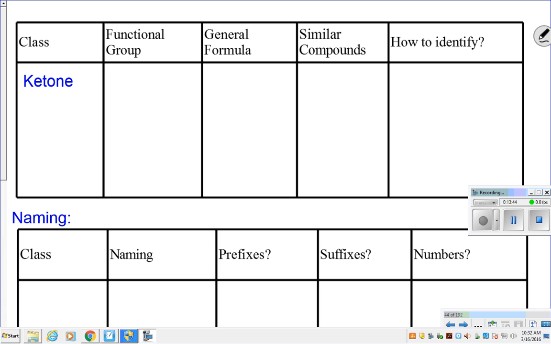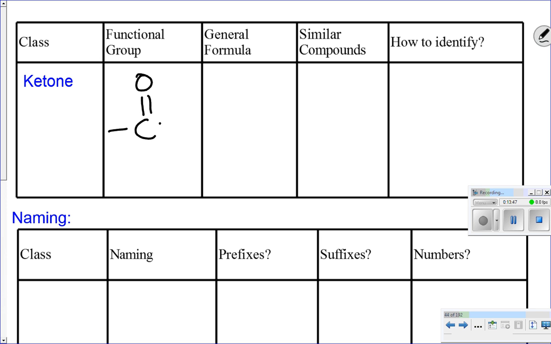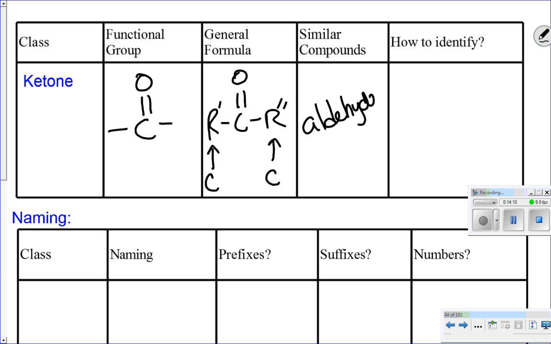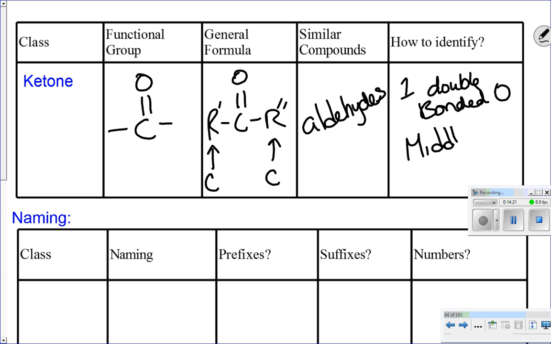Our next functional group are the ketones, which are similar because of that double bonded O. The difference is this time, we see those R's in our general formula. What the R's actually mean is that we can have different number of carbons on either side. So we're going to have a carbon chain here, and we're going to have a carbon chain here. They may be the same number of carbons in each one, they may be completely different. These are most similar to the aldehydes. And we identify them by looking for 1 double bonded oxygen in the middle of the molecule.